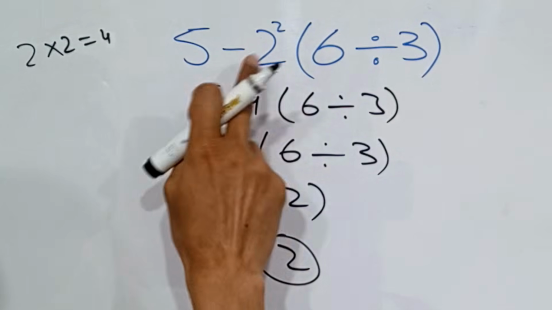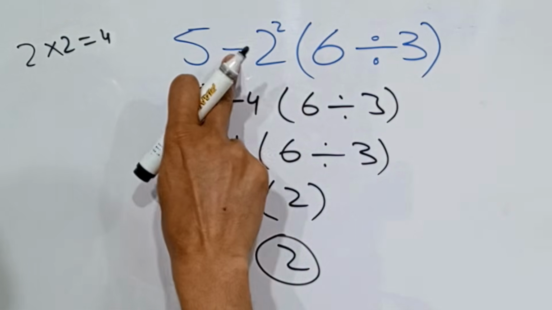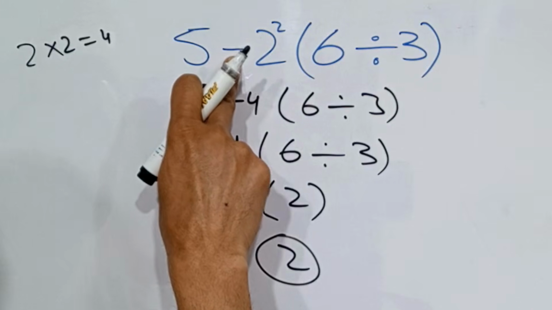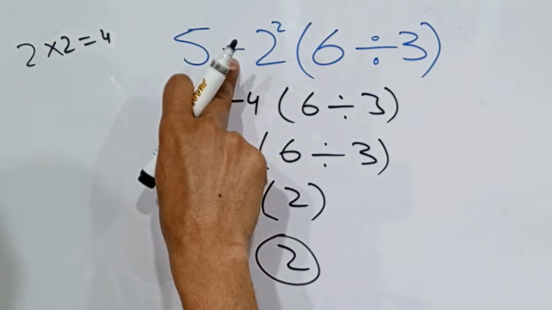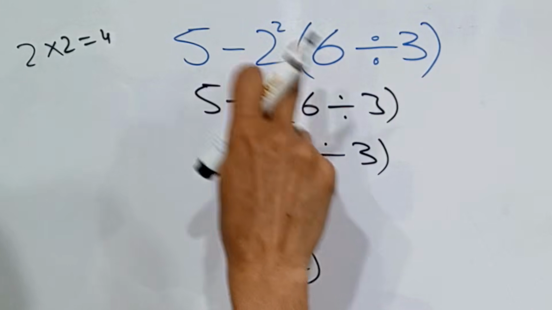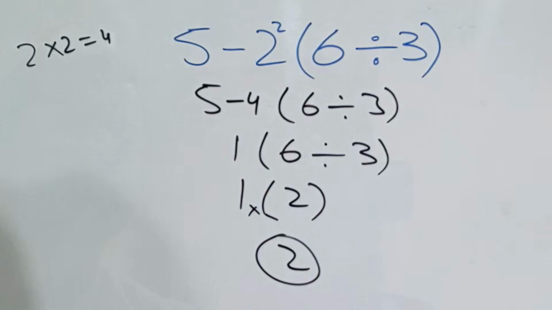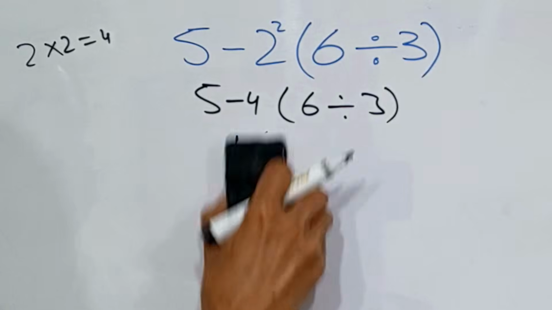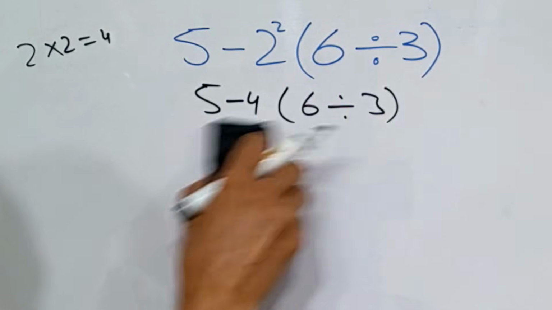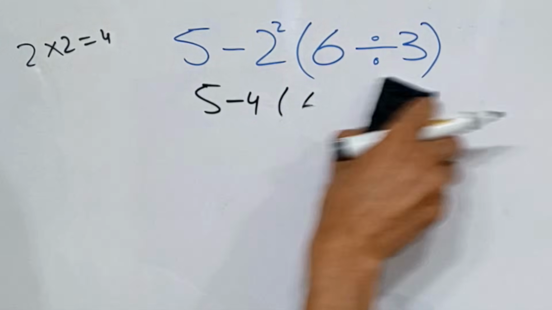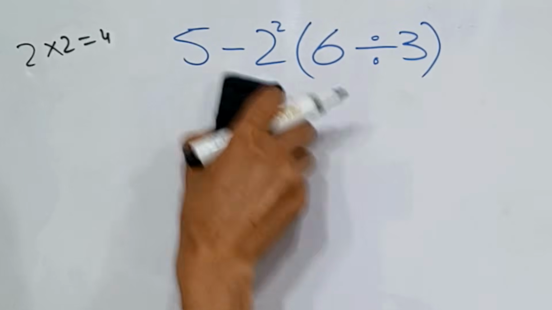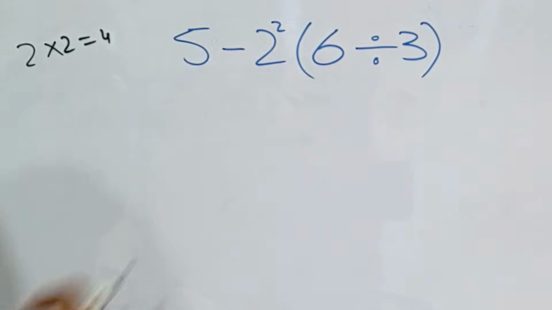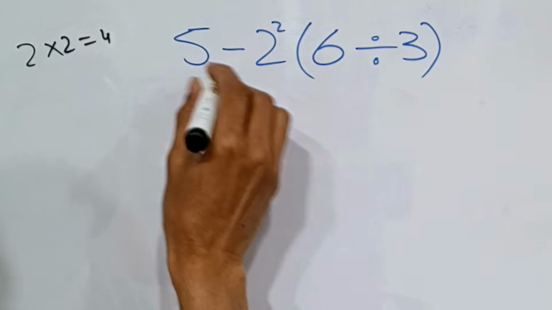Multiplication and division must be done before addition and subtraction. But parentheses and exponents first. Then multiplication and division. So follow the order of operations. We use the PEMDAS rule. Parentheses first, then exponent, then multiplication and division from left to right, then addition and subtraction from left to right. Now let's solve this correctly.